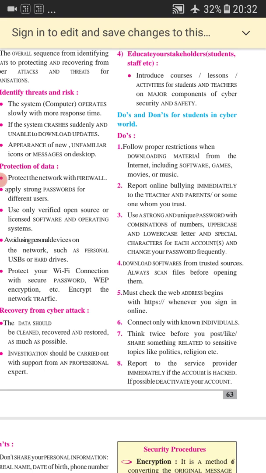Report online bullying immediately to the teacher and parents or someone you trust. Use a strong and unique password. Do not make use of a simple password. Download software from trusted sources. Always try to download from specific websites, and do not shop from just any website, because nowadays there are so many fake websites. Connect only with known individuals.